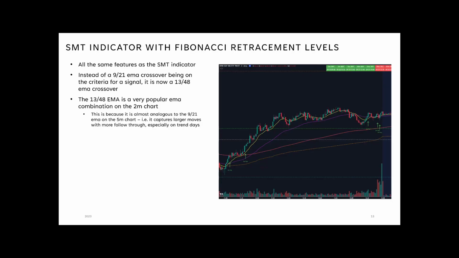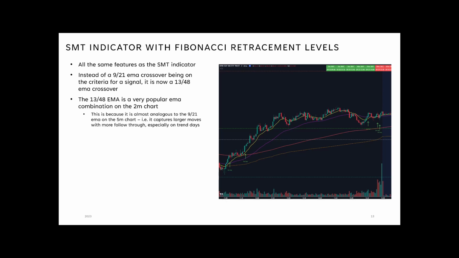Next is the 13 and 48 EMA SMT indicator. A lot of people use Casey's 2-minute strategy, which is a legendary strategy. Many people who trade the 2-minute chart actually use the 13 and 48 EMAs. The reason is that on a shorter time frame, if we want EMAs to behave the same way as on a higher time frame, we need a longer period. So the 13 and 48 EMA behave on the 2-minute like the 9 and the 21 EMA behave on the 5-minute. They capture more of the trend and for a longer duration.